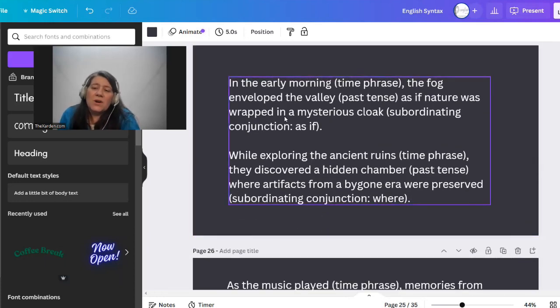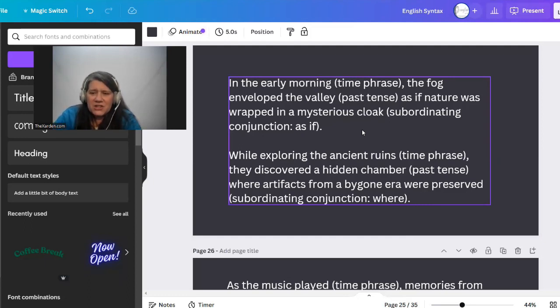In the early morning, the fog enveloped the valley as if nature was wrapped in a mysterious cloak. Oh, that's beautiful. And I love how they use as if in here for the conjunction. That's a very literary way to say it. They're using metaphor in this sentence. And it gives an emotion as you think about it.